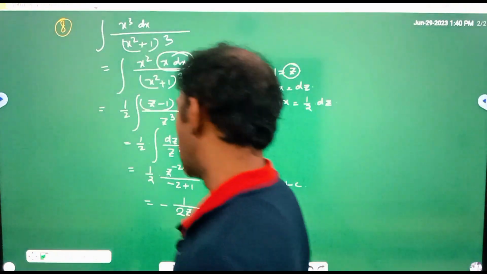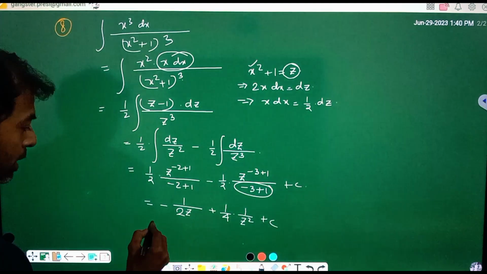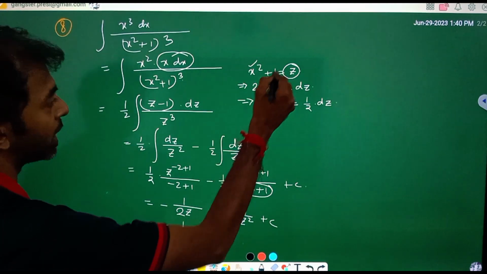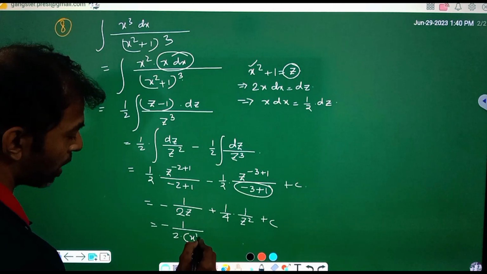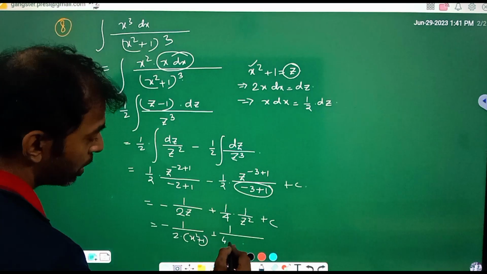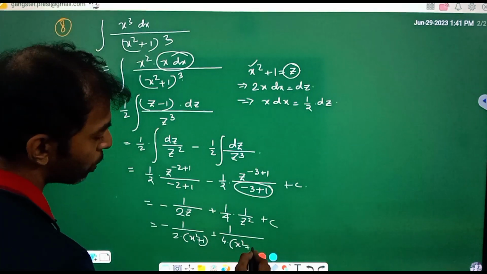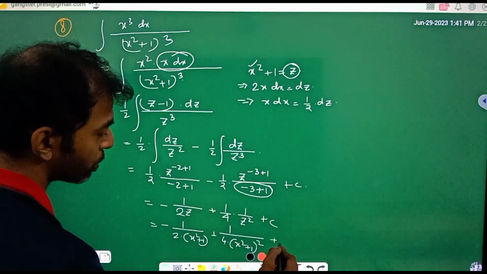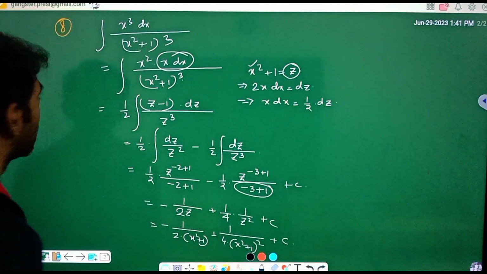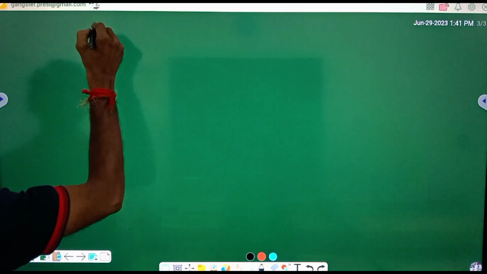Okay, now we have to put the value of z here again. So the total result will be, since the value of z is x square plus 1, 1 by 2 into x square plus 1, plus 1 by 4 into x square plus 1 whole square, plus c, where c is our integral constant. So that's our problem number 8. Now we are moving on to problem number 9.